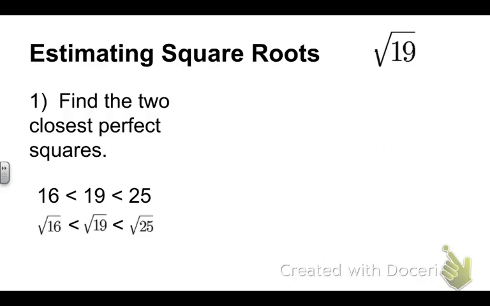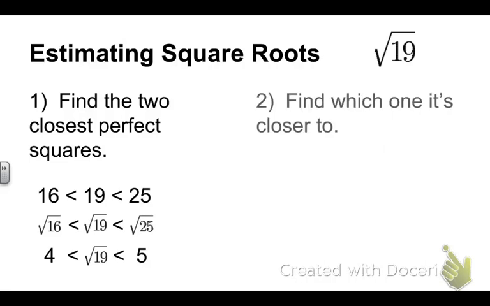So now, what's the square root of each? The square root of 16 is 4. The square root of 25 is 5. So the square root of 19 is somewhere in between 4 and 5. Just because it's in between 4 and 5 doesn't mean that it's 4.5. All I want to do right now, and we're going to look at these in depth in class, is find which one it's closer to. Is it closer to 4 or is it closer to 5? I don't want an exact estimation. I can take a calculator and do that. I just want you to think, is it closer to the number 4 or closer to the number 5?